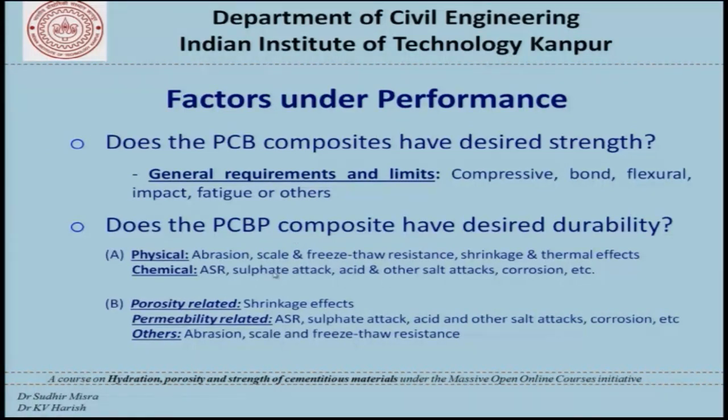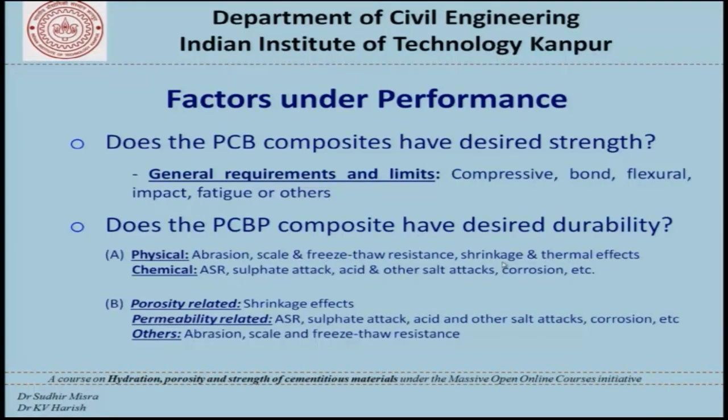Now coming to the second one, which is, does the Portland cement based composite have the desired durability? Durability is again a very broad terminology, and there are different causes of deterioration that happen in Portland cement based paste systems. Some could be physical, some could be chemical, and some examples are provided here. So the durability factors can be divided into two parts. One is physical, the other one is chemical. Physical, you may have abrasion resistance, you may want your concrete to be resistant to abrasion, you may want your concrete to resist scaling actions and freeze thaw actions.